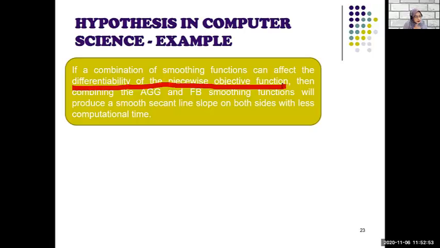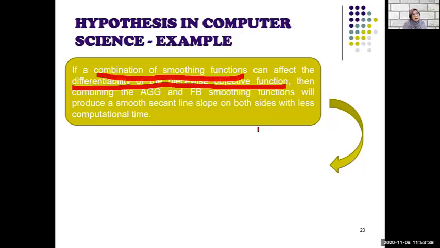Let's review this hypothesis. So what is the dependent variable? Remember, the dependent variable is the variable that we cannot control. So what we cannot control is the differentiability of the piecewise objective function. You can see the word effect. The term before that is the independent variable, that is the combination of smoothing functions. That means we can have many combinations of smoothing.